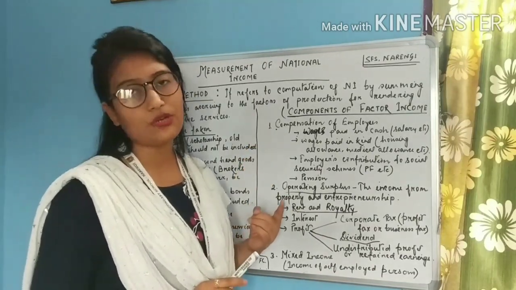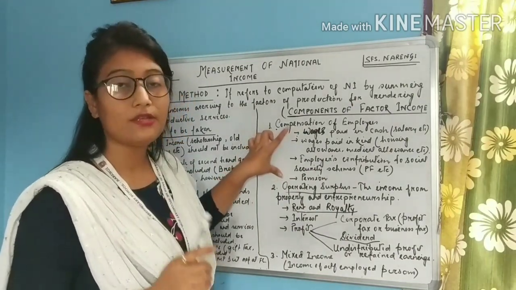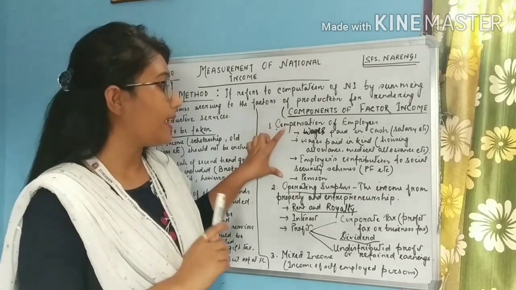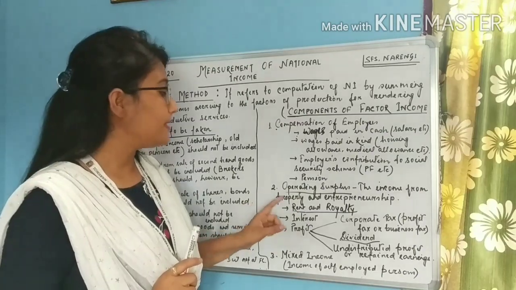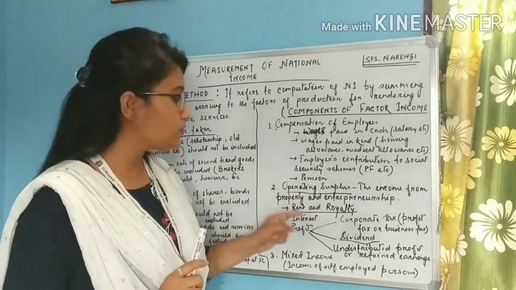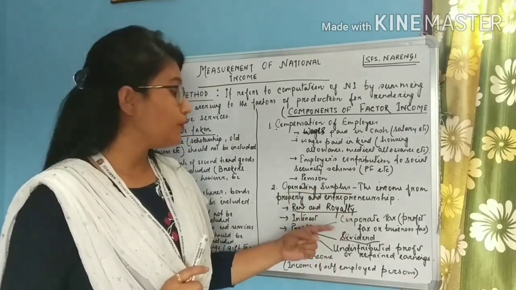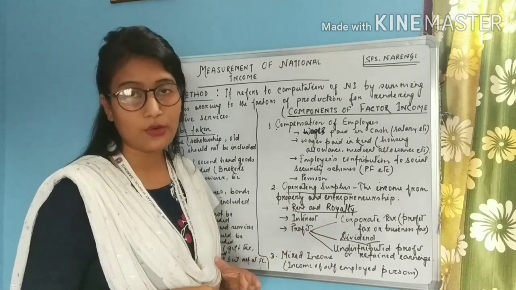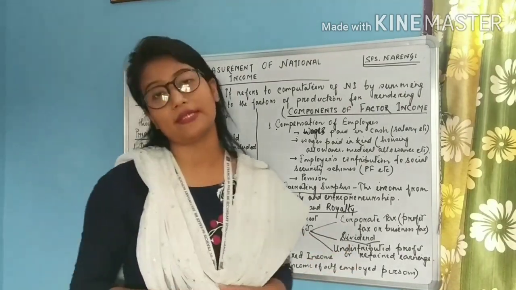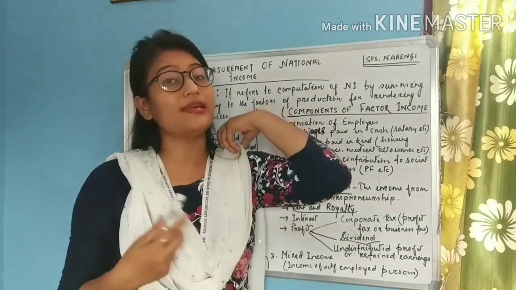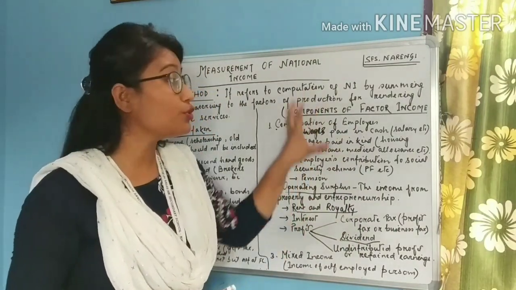First one is the compensation of employees. Under compensation, there are 4 subcomponents: wages in kind, wages in cash, pension, and social security schemes. Operating surplus includes rent and royalty, interest and profit. Profit is used for 3 purposes: for paying taxes, for giving the shares to the shareholders, and for future reference. And students, the last one is the mixed income, the income which accrues to the various kinds of self-employed. Okay. So students, these are the components of factor income. These things should be included.